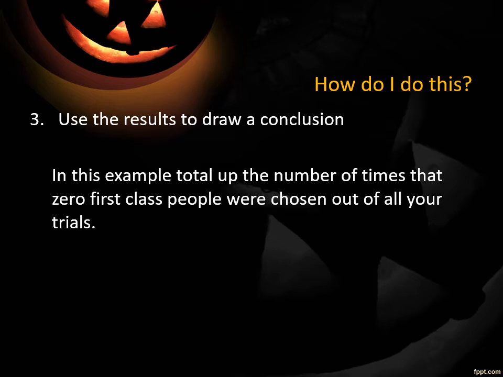So let's say in trial number 1, I picked 10 numbers. One of them was a first class passenger. Then I do another trial. 2 of them were first class passengers. Then I do a third. 0 were first class passengers. Then I would say, well, 1 out of 3 of my trials had 0 first class passengers. So then I could use those results to draw a conclusion.